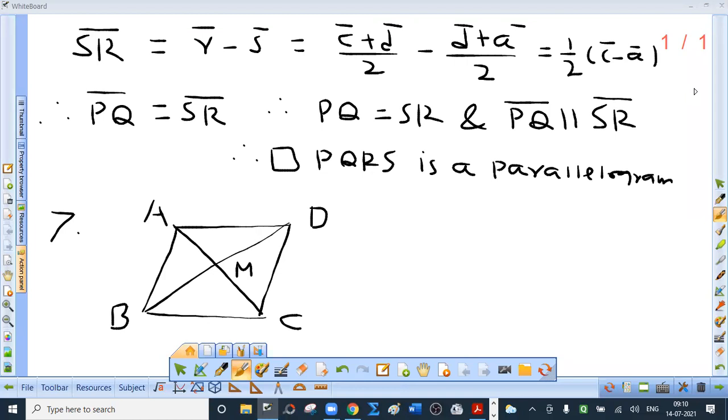Now, question 7. Prove that a quadrilateral is a parallelogram if and only if its diagonals bisect each other. Right? Now, if and only if means we have to prove the converse also. That is, if diagonals bisect each other, then it's a parallelogram. This also we have to prove. Write down.